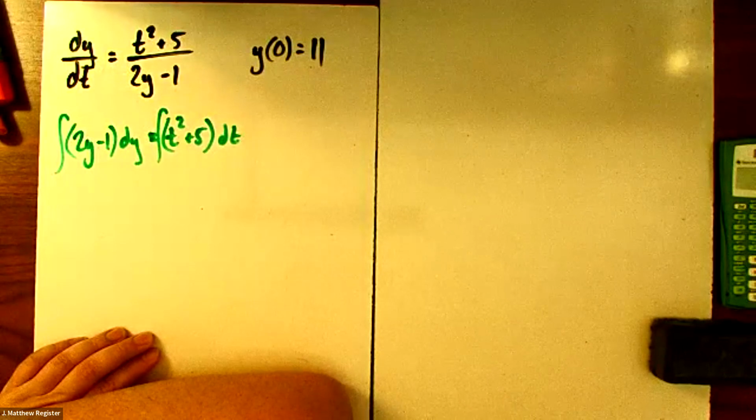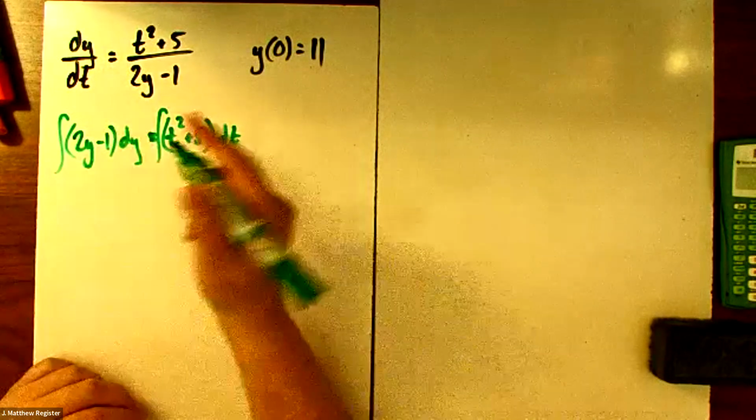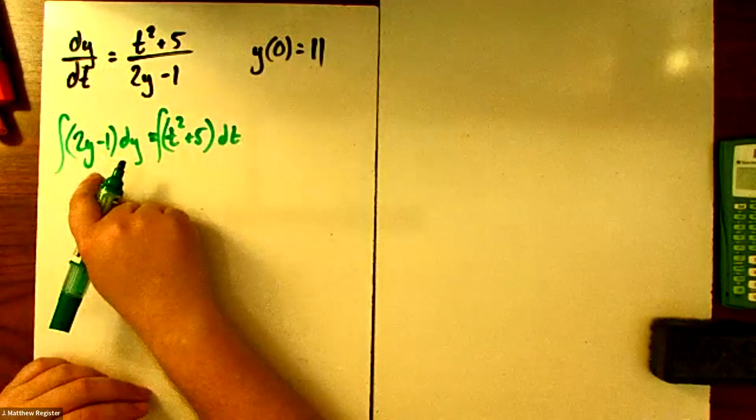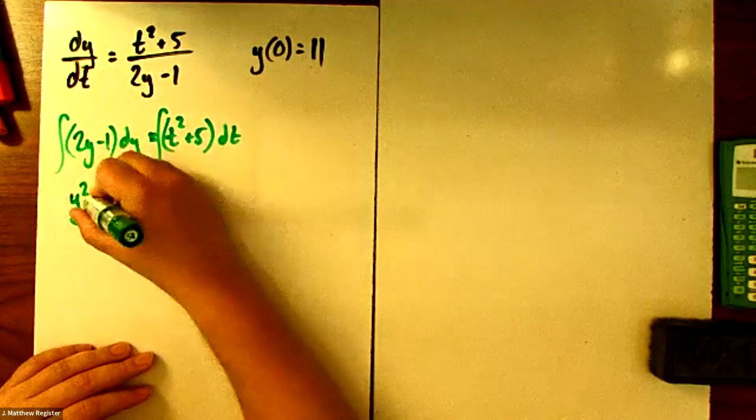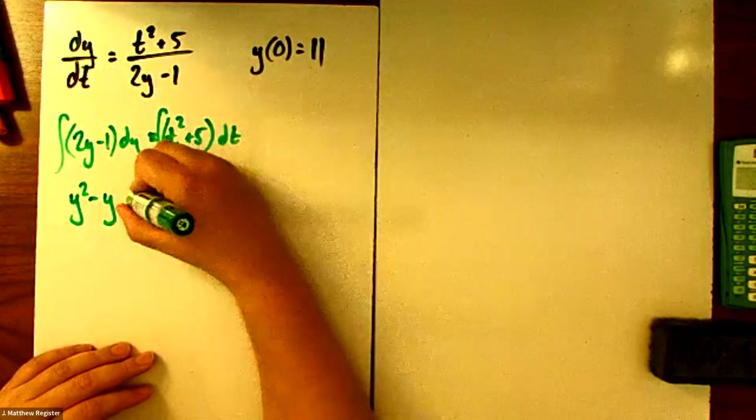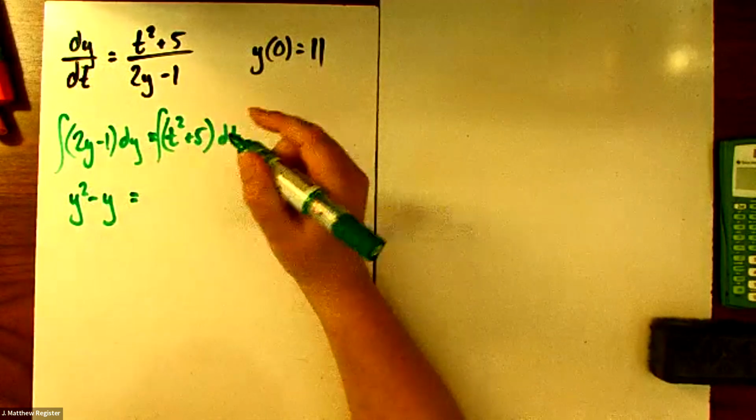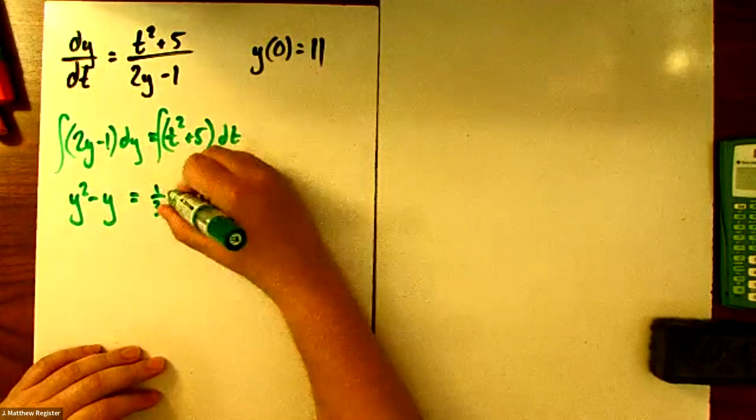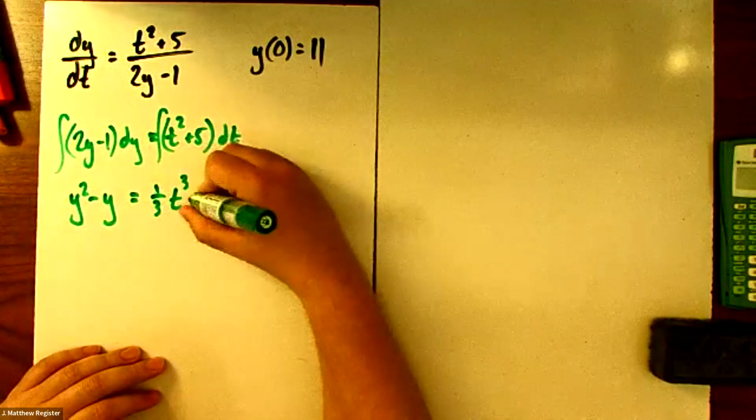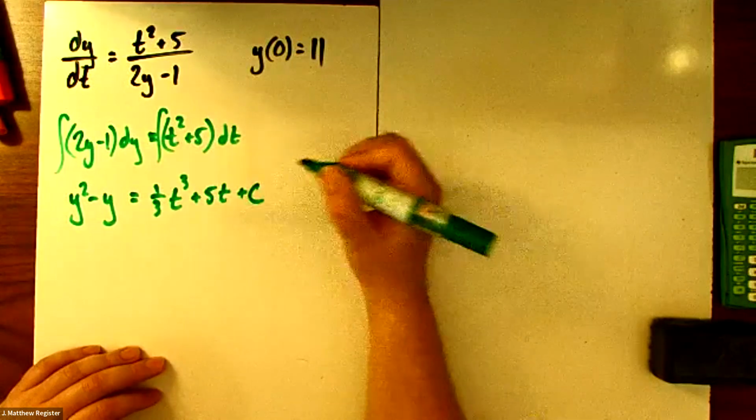And we're just integrating on both sides. On the left side, we can integrate. We're going to get a 2y goes to y squared minus y equals, on the right side, it's going to be a t cubed, a 1/3, plus 5t plus c.